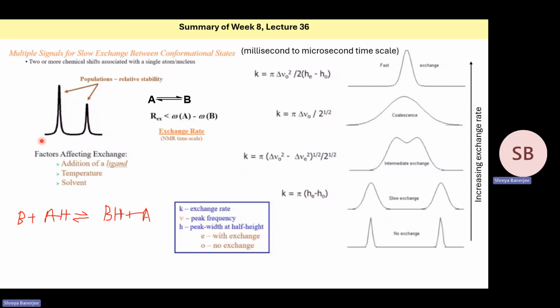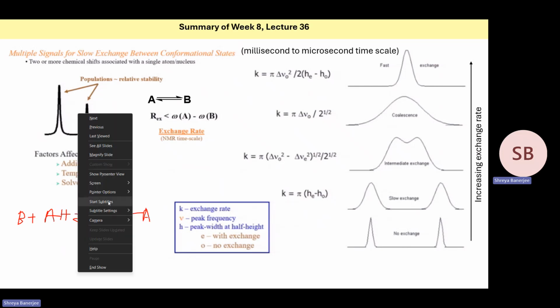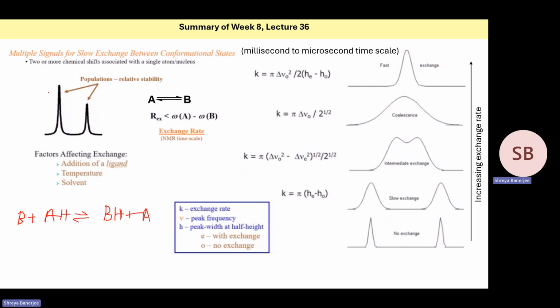Now for this, there will be two signals, because when proton is attached to A, or in the A state, it will have a different chemical shift, and in B, it will have a different chemical shift. And the intensity of these peaks will be related to the population. So suppose this is A and this is B, and A intensity is more, that means the population of the proton being in the A state is higher.